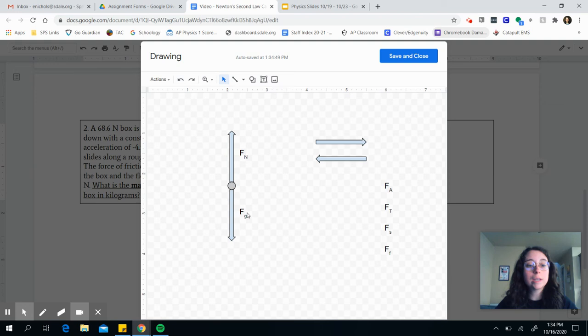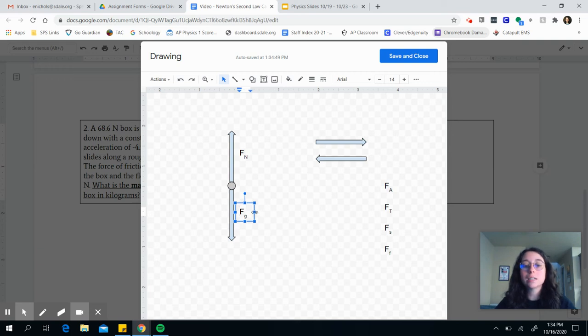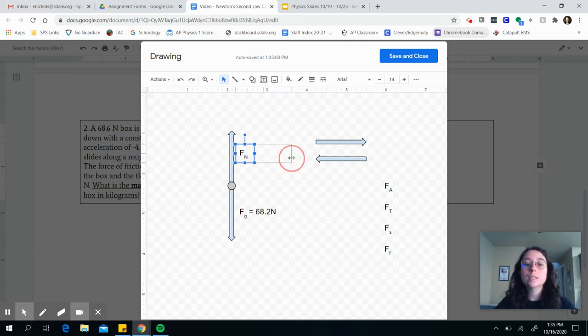Okay. And we can go ahead and put in our value for force gravity, because that 68.2 newtons we see over here is the same as the weight of your object, which is your force gravity. So it equals 68.2 newtons. And since it's balanced in the vertical direction, it doesn't say anything about it accelerating upward or downward. It's not falling, it's not sinking, anything like that. Then we should be able to apply that 68.2 newtons up here for our force normal as well.